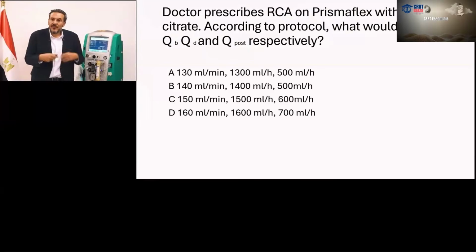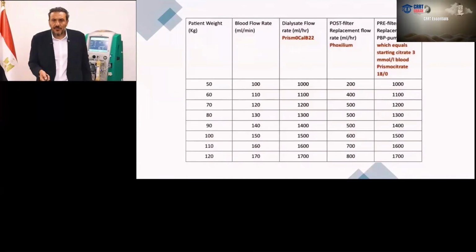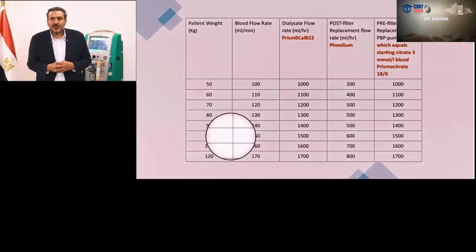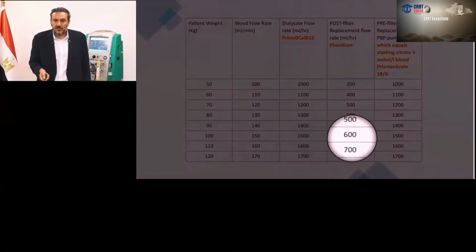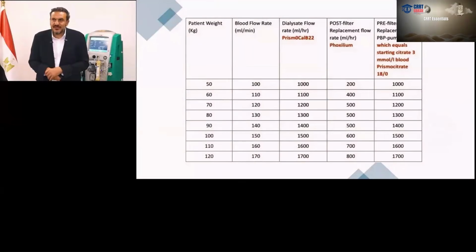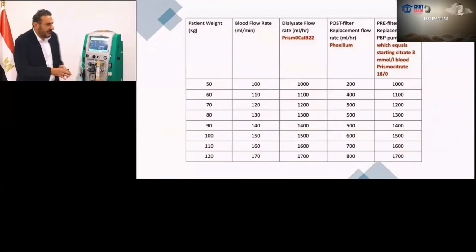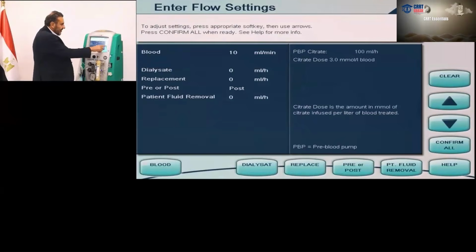So remember the protocol we used, the CRRT protocol. Patient is 98 kilos. We approximate to the nearest 100, so it becomes 100 kilos. The correct answer would be 150 of blood pump, 1.5 liter dialysate, and 600 of replacement. The correct answer here would be C. So in that case, you start uploading the prescription. You can see that here is the patient, the review prescription. You want to do the flow settings. You want to have the blood pump, as we explained, to be 150.